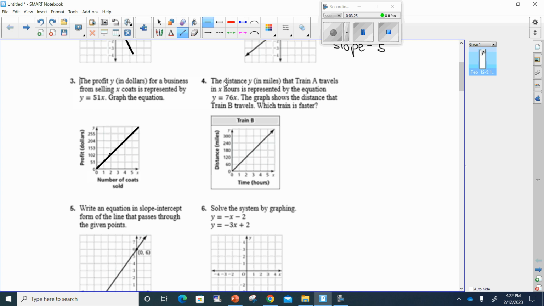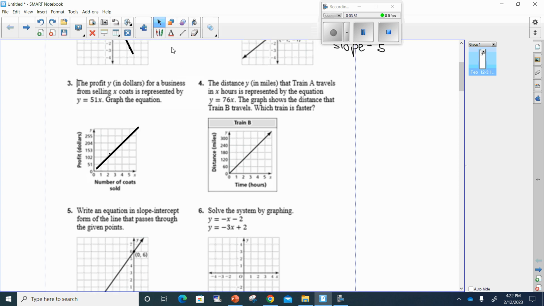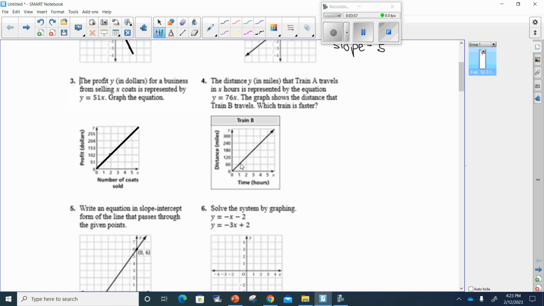All right, number 4 says the distance y in miles that train A travels in X hours is represented by the equation y equals 76x. The graph shows the distance that train B travels, which is faster. Train B is going 60 miles every 1 hour, right? Because I could see right here going 60, right? Sorry about that. And then over here, 120, so that means 60 miles an hour. So this can be y equals 60x.